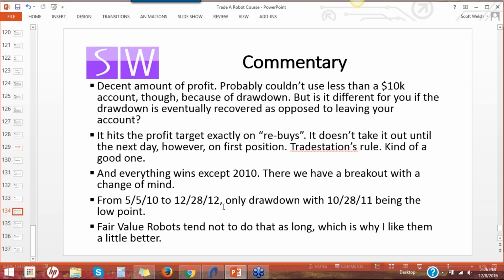All right? And then I showed you the low point. Now, fair value robots tend to not do that as long. Why? Because you're already buying it on sale. It's gotten to a very bad point if you wait long enough, so it doesn't usually fall anymore. And furthermore, the currency pair wants to go up probably if you've waited long enough. Everything in the universe wants to revert to the mean. So it wants to go up. It wants to get back to normal. So that's why the drawdowns tend not to last as long, right? Which is why I like fair value a little better, but you may not.